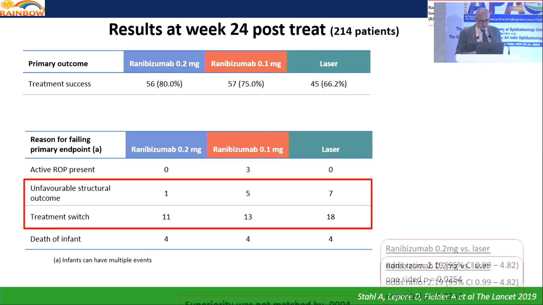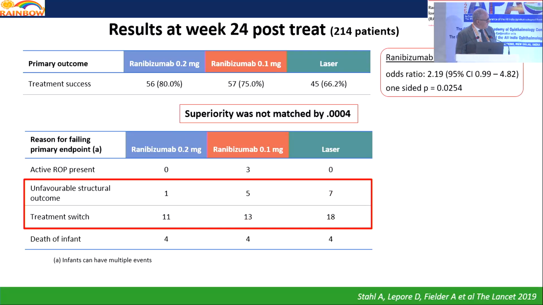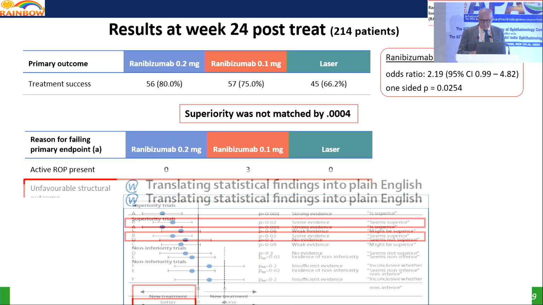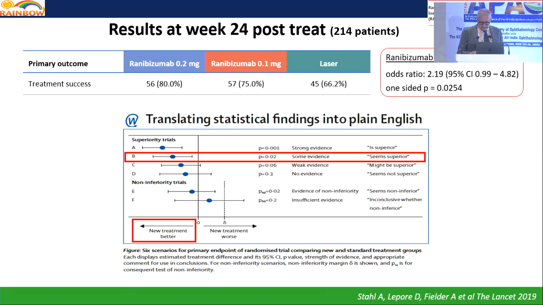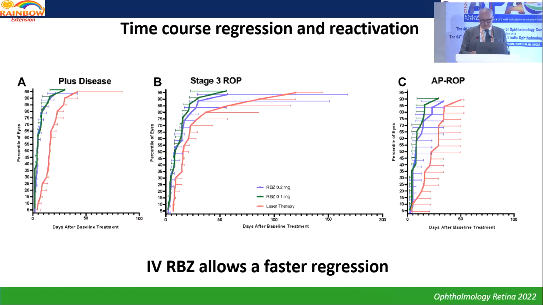The results were here, and the superiority was not matched, by 0.004. This is probably due to the fact that we were very strict in defining the favorable outcome. This is the translation that the Lancet editor asked us to use, and that's why we use the criteria seems superior. Time is important to see in this schema, because we understand that anti-VEGF is very fast, allowing regression of both plus, stage 3, and even AP-ROP.